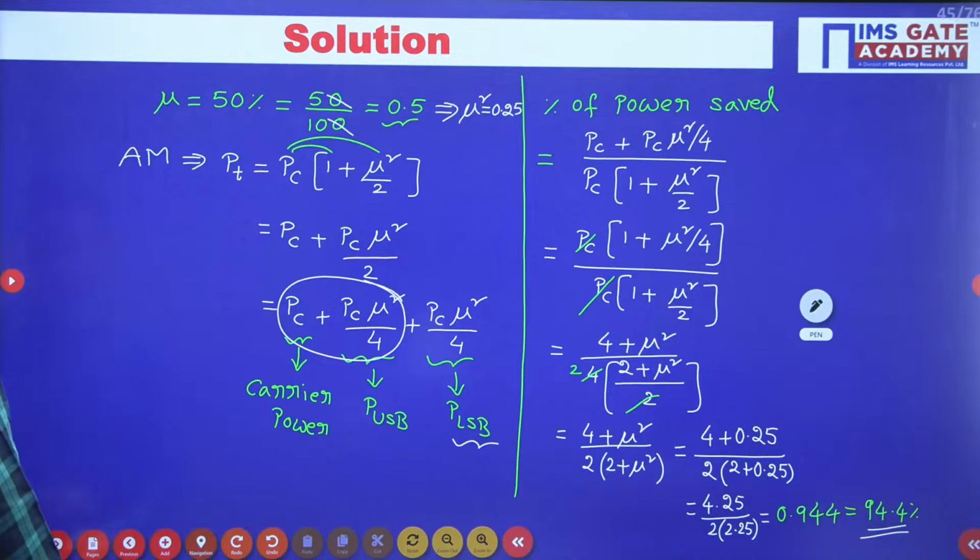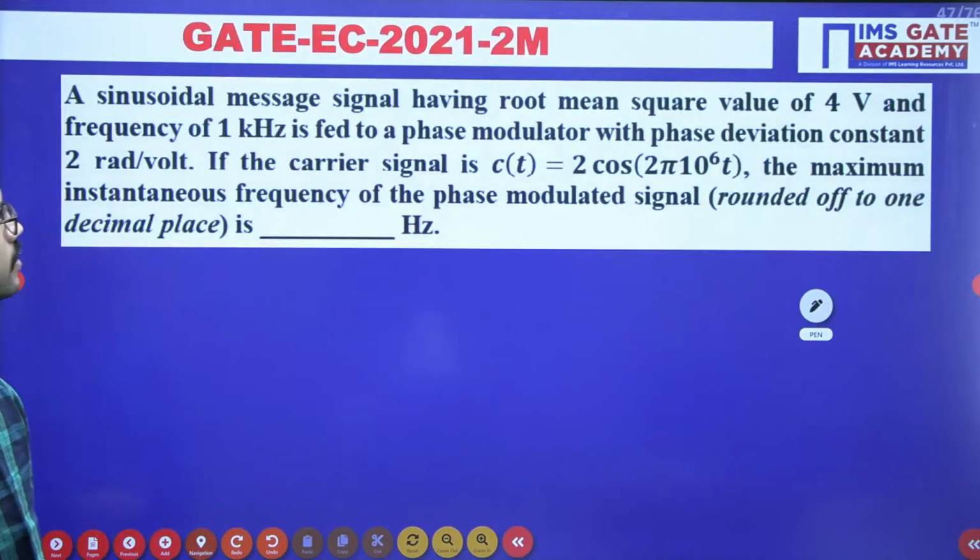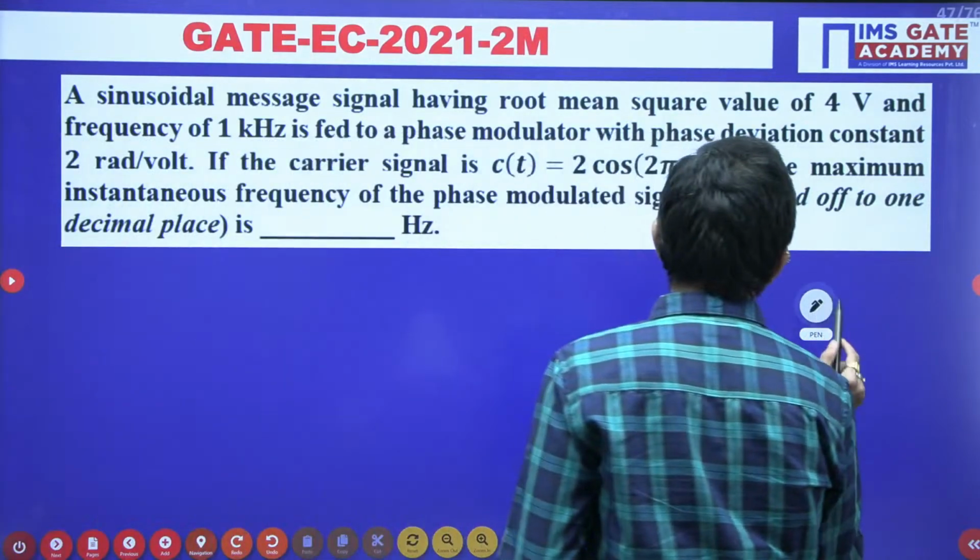Now I will show the next question. So all of you give a try. This is a 2-mark question.